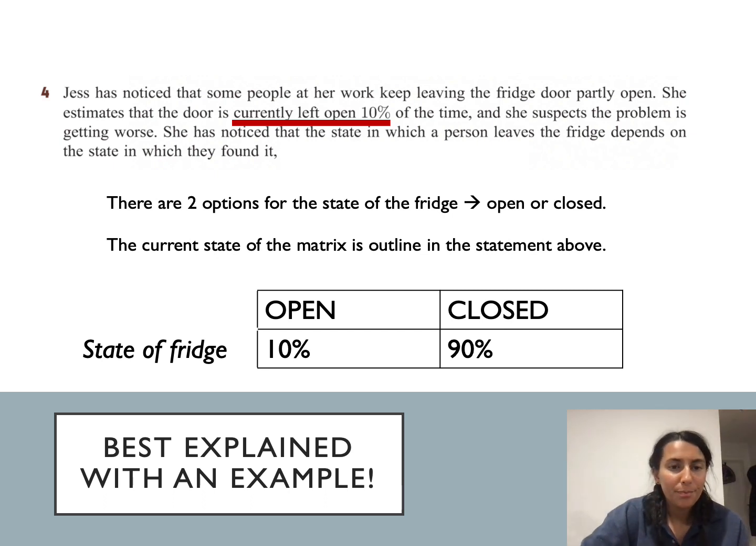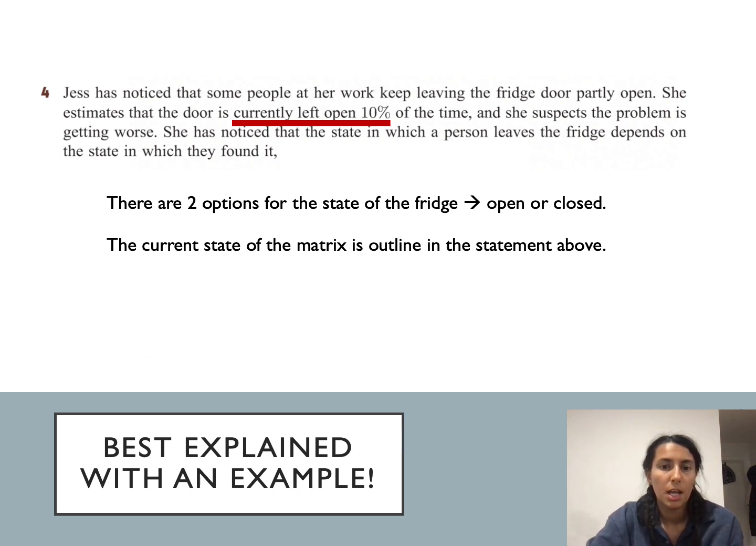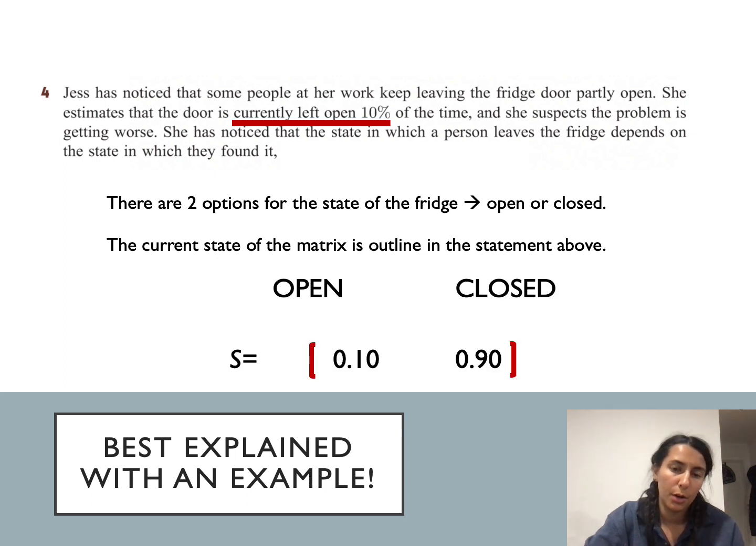So you can see the state of the fridge: 10% of the time it's open, 90% of the time it's closed. I can then redo that as a matrix, so you can see that I've changed the percentages to decimals, and now I have my matrix. I've called it S because we call this our state or our initial state matrix.